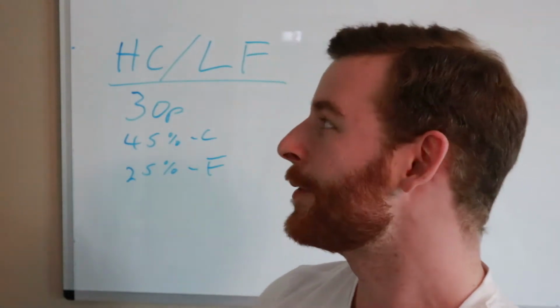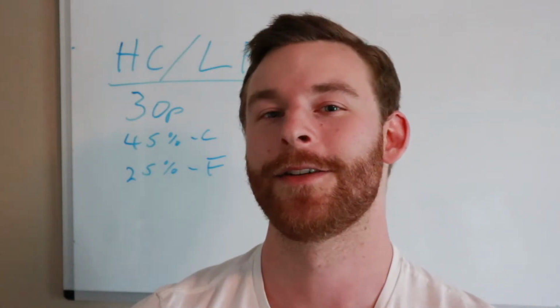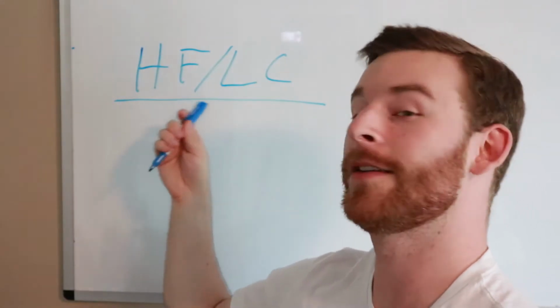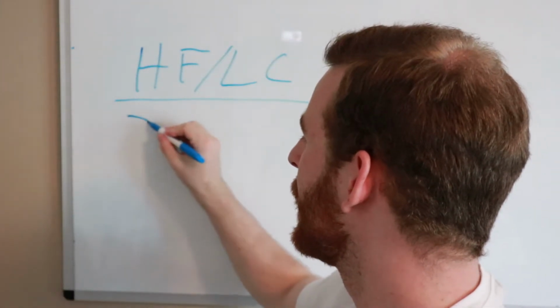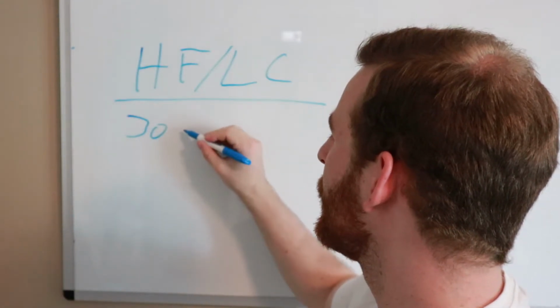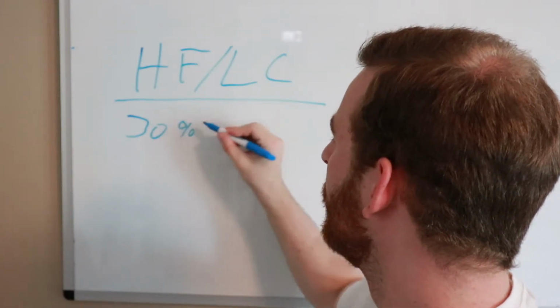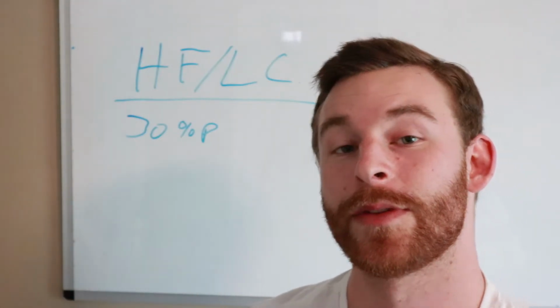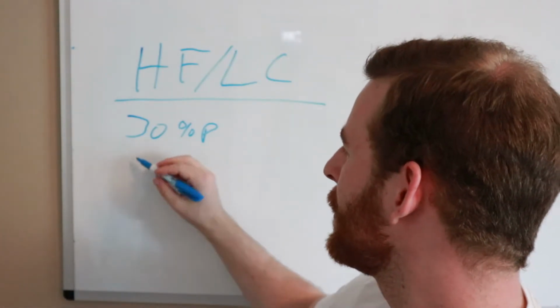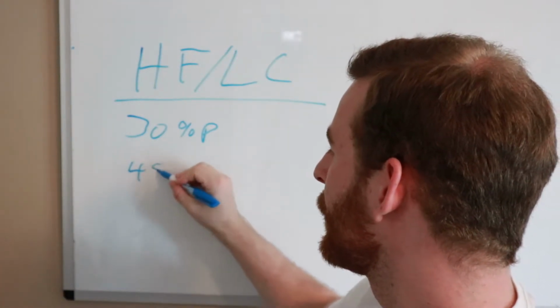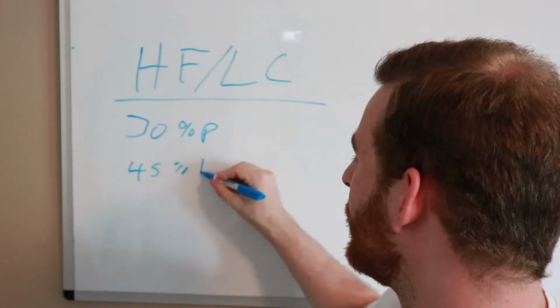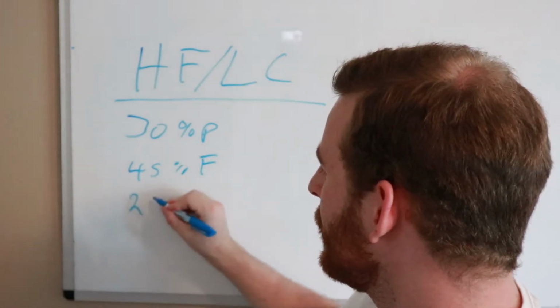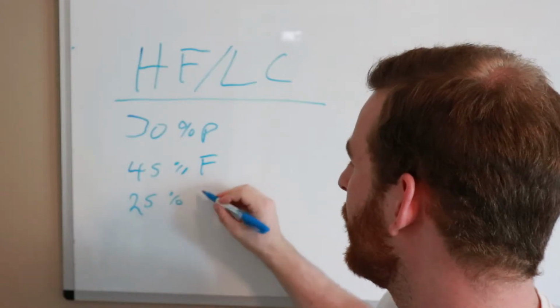So next, we're going into a high fat, low carb macro ratio. So now we're doing the high fat, low carb macro ratio. For this, we have 30% protein, just like the other ones. Now on this one, a little bit different. We're going to have 45% of our calories coming from fats, and then 25% of our calories coming from carbohydrates.